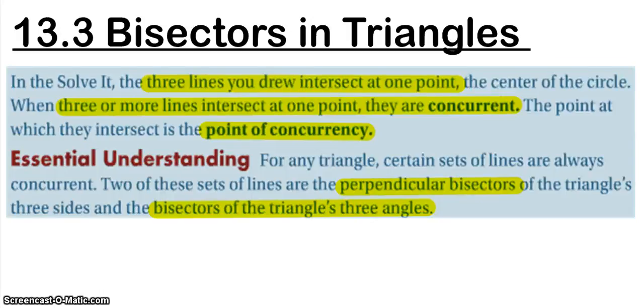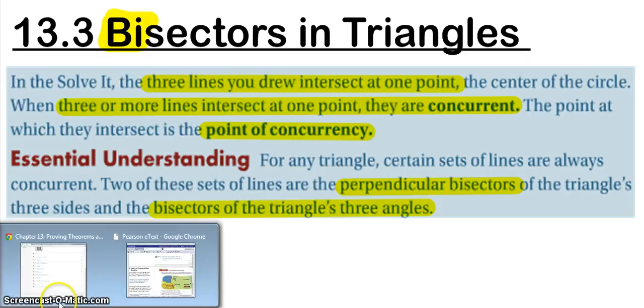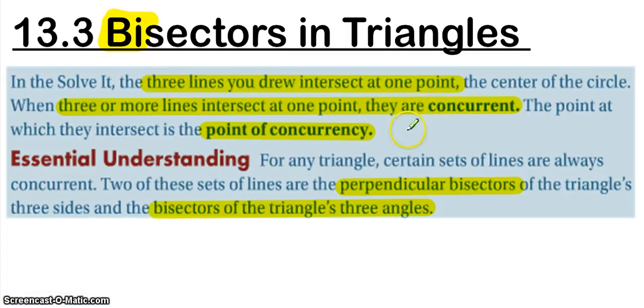Alright guys, diving into 13.3, we're continuing on talking about triangles, dealing with our bisectors in triangles. Now remember, to bisect something means to cut it into two equal or congruent pieces. So what we see, we start talking about what you did in the solve it. So in the solve it, you connected three lines at one point.